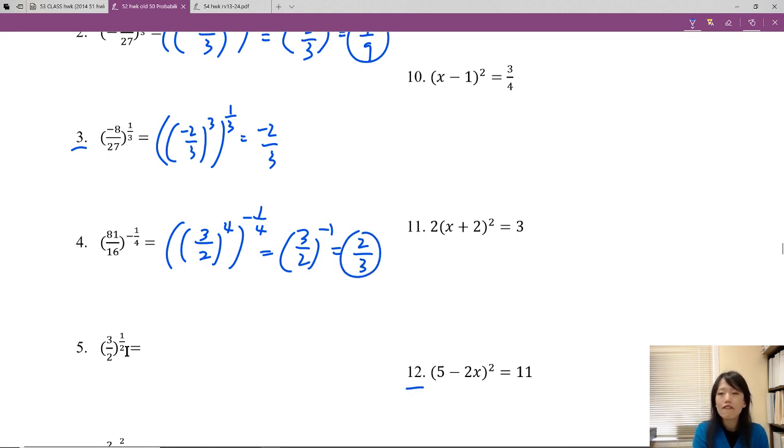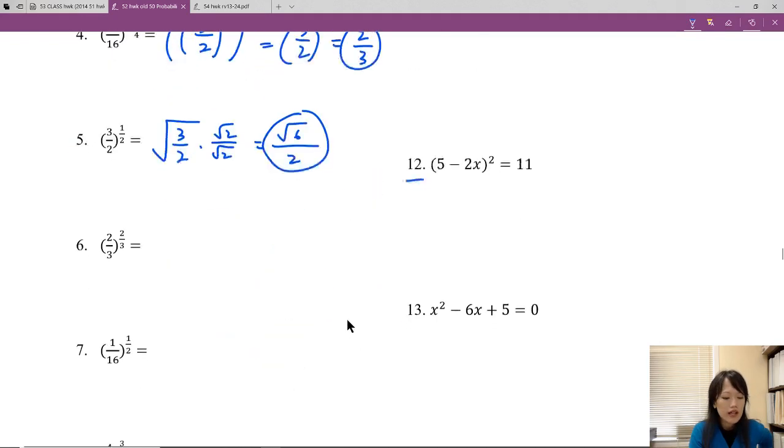Next one, half just means square root. So there's nothing to do here. You have to square root and you have to rationalize. So when you have the square root of 3/2, you know you have to times root 2 top and bottom. So then the denominator will have a 2, the numerator will be a 6. Yeah. Next one, number 6.